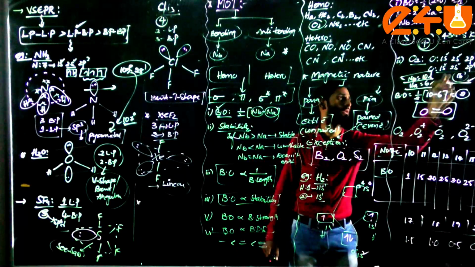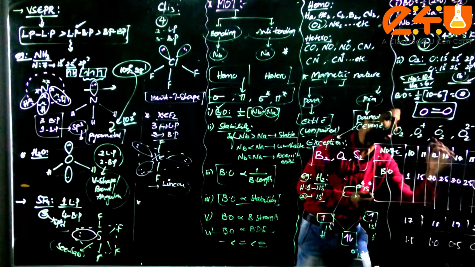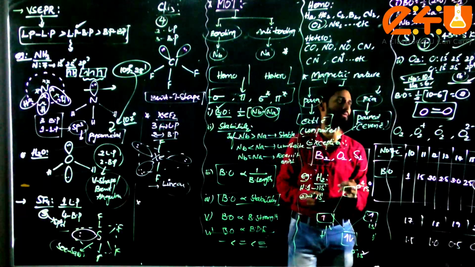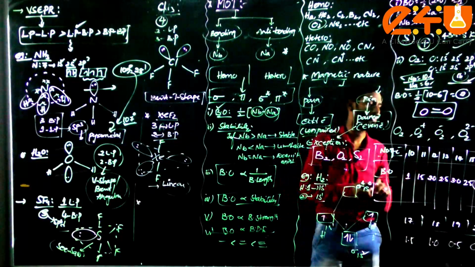If 16 electrons are there, what is the bond order? Check here: number of electrons is equal to 16, bond order is equal to 2. If you take 17 electrons, what is the bond order? 1.5. Now I gave the example of O2, O2 plus, O2 minus, O2 2 minus.